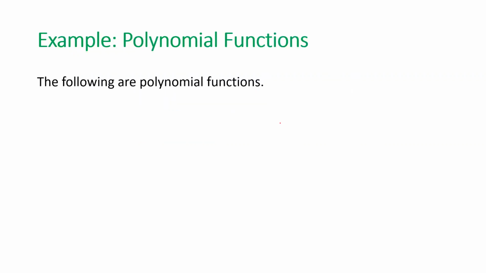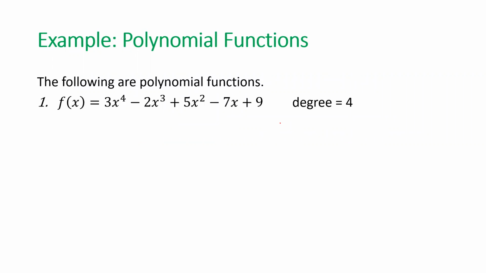So here are some examples of polynomial functions. First, we have f of x equals 3 times x to the fourth minus 2 times x cubed plus 5 times x squared minus 7x plus 9. And since the highest exponent of the polynomial function is 4, this is a polynomial function of degree 4.